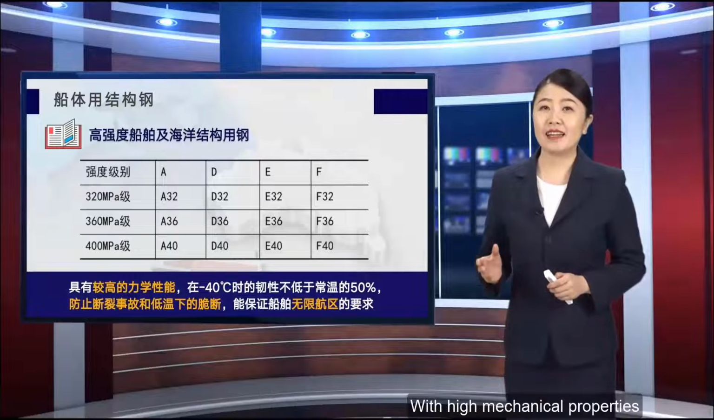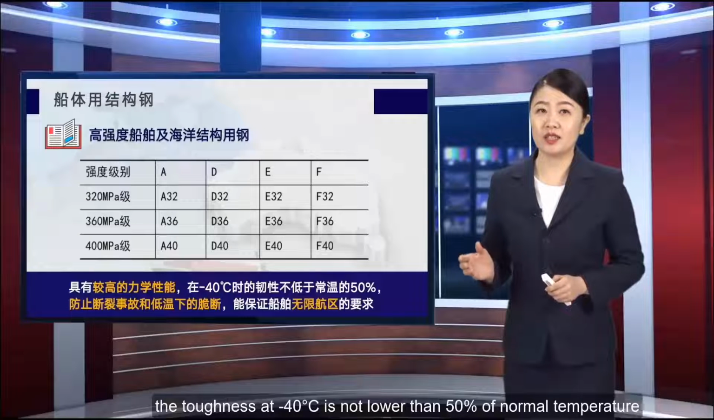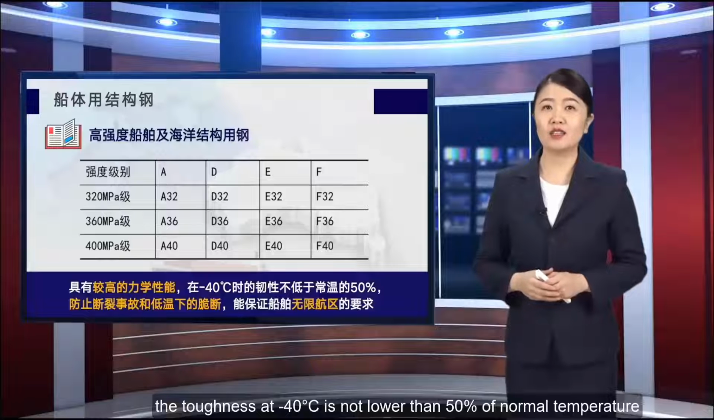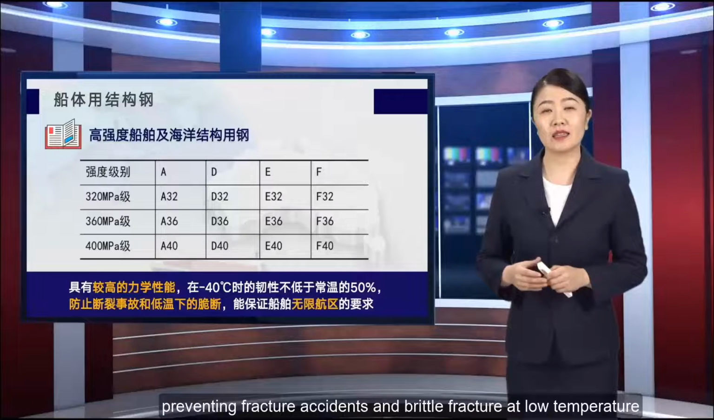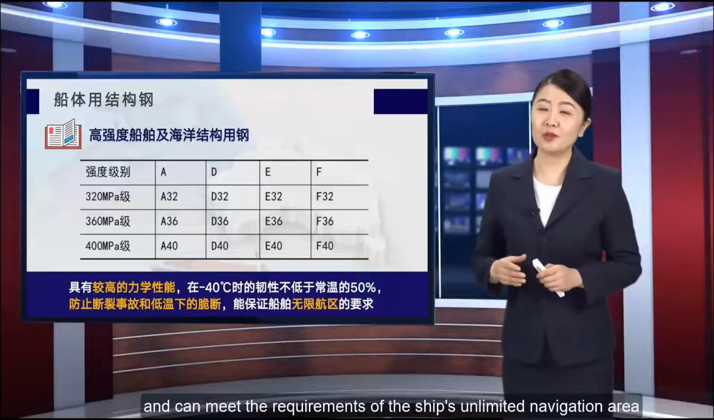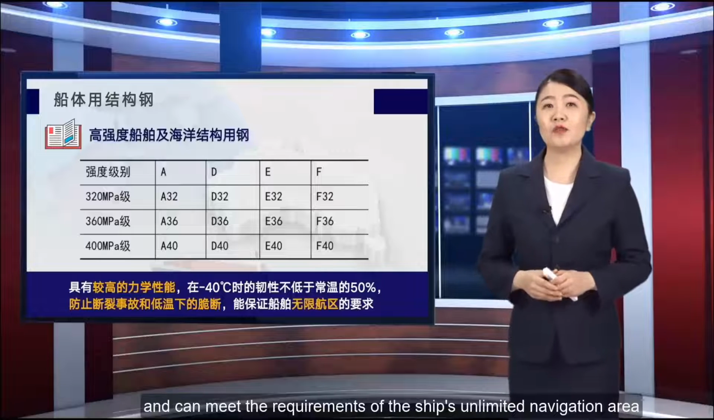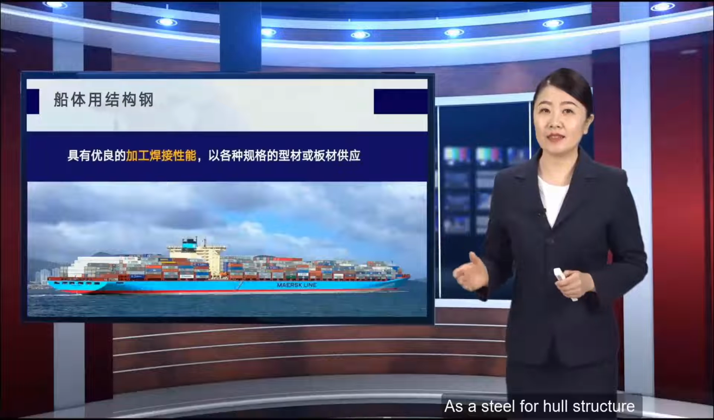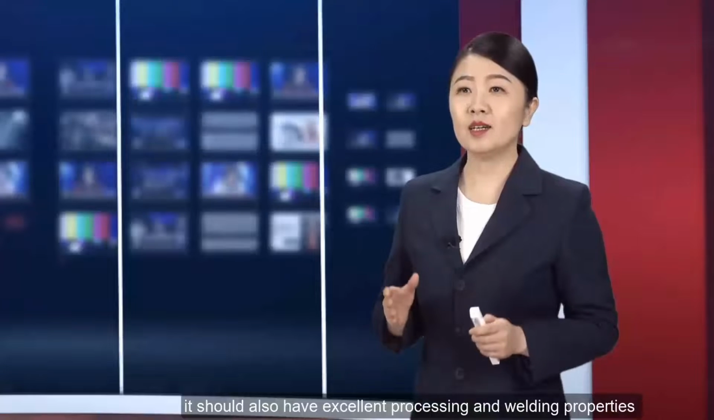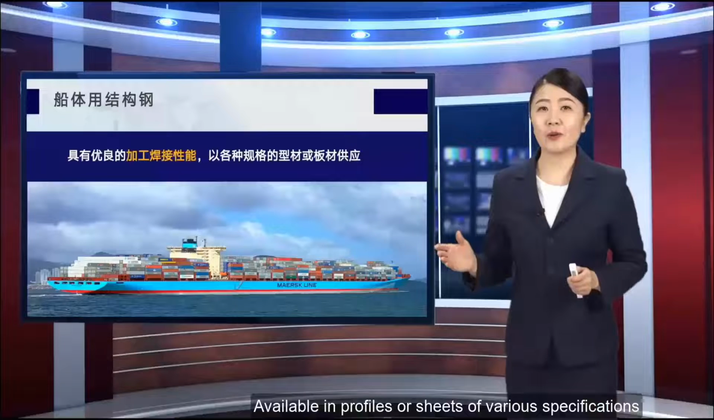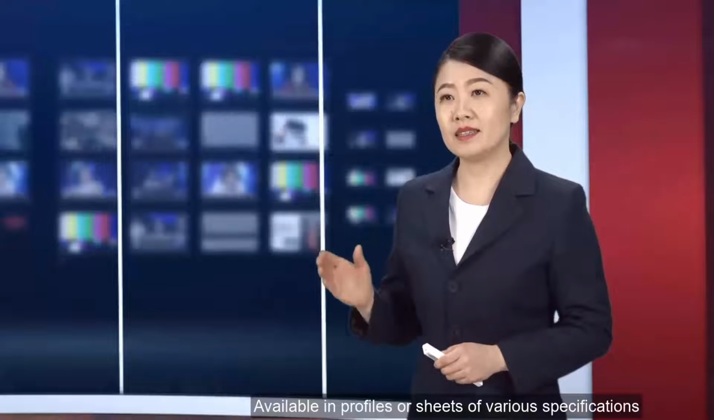With high mechanical properties, the toughness at minus 40 degrees Celsius is not lower than 50% of normal temperature, preventing fracture accidents and brittle fracture at low temperature, and can meet the requirements of the ship's unlimited navigation area. As a steel for hull structure, it should also have excellent processing and welding properties. Available in profiles or sheets of various specifications.